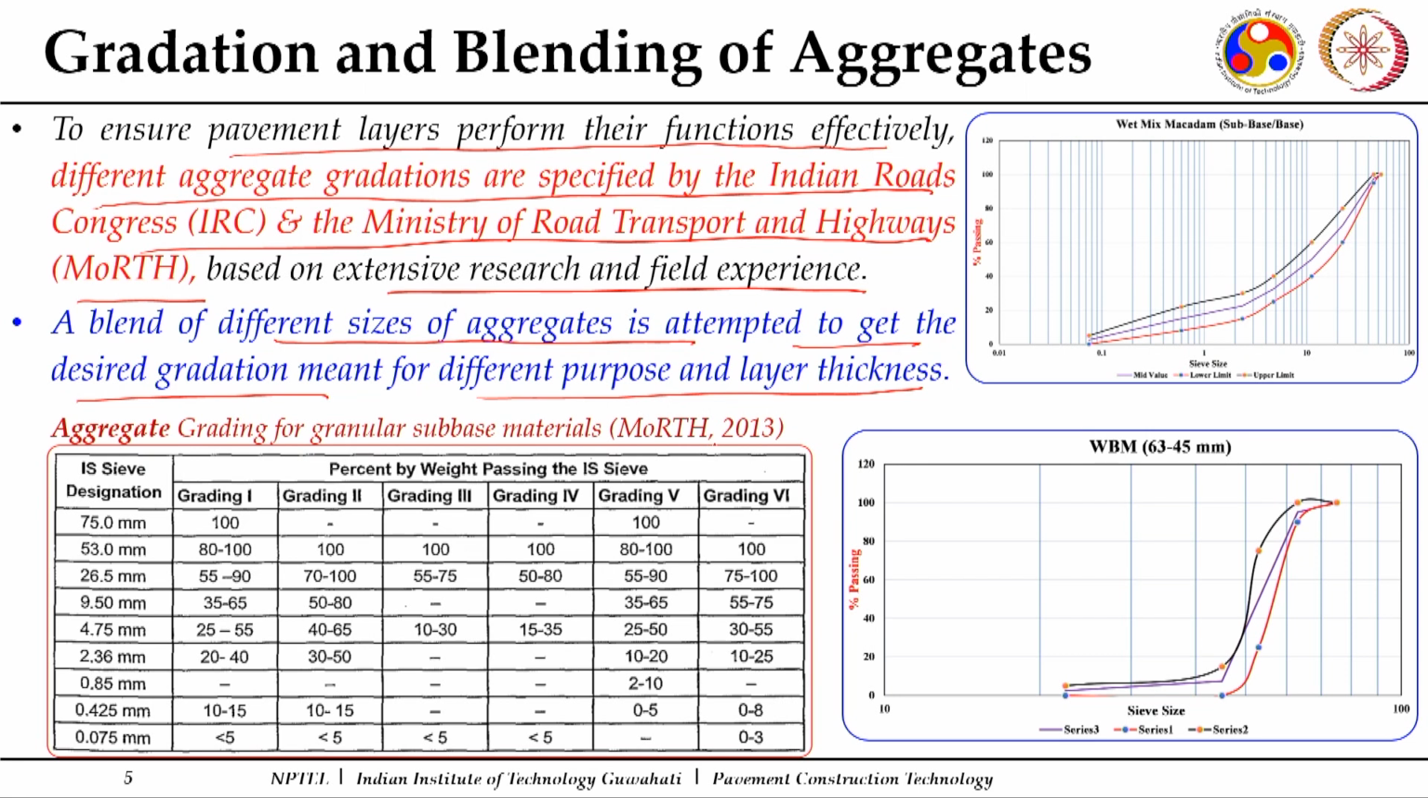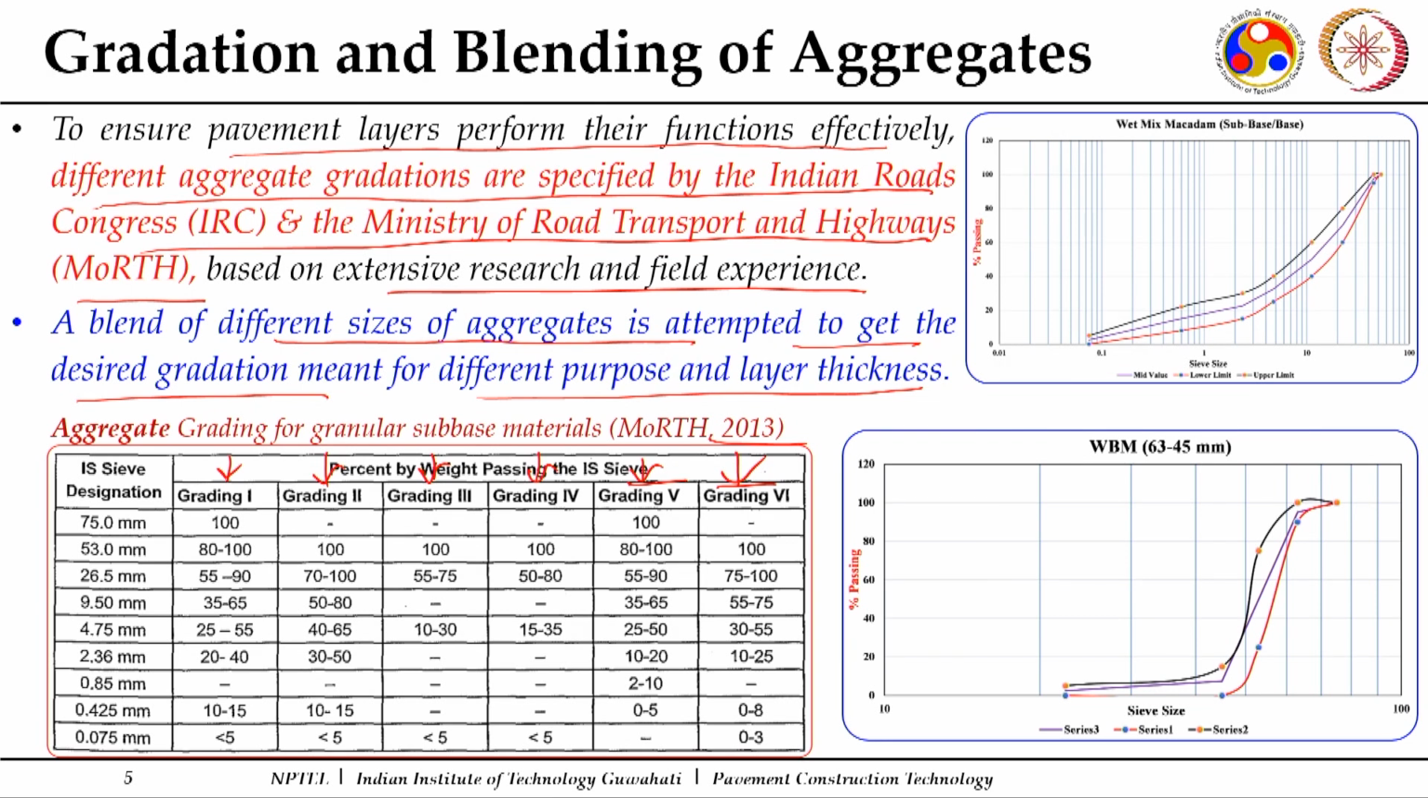Now, for granular subbase course, MORTH 2013 specifies 6 different gradations. These are 6 different gradations, and all are preferred for different uses. The 5th and 6th are preferred for the drainage layer. Then we have IRC SP 42 that also recommends the characteristics of a material for use under the drainage layer.